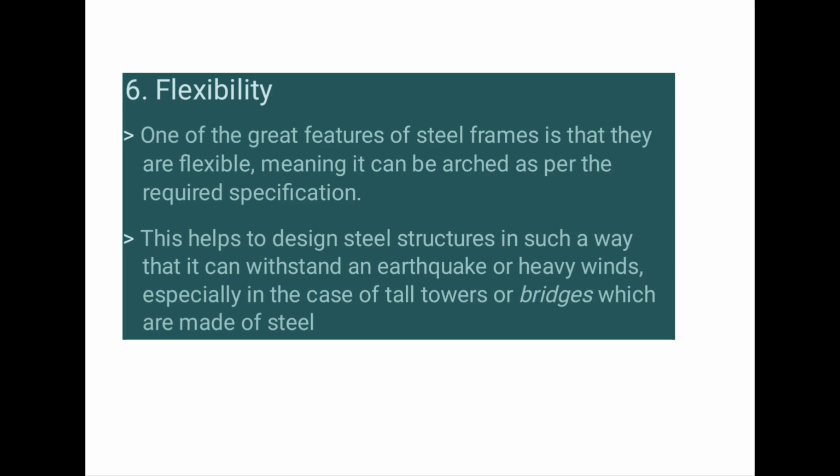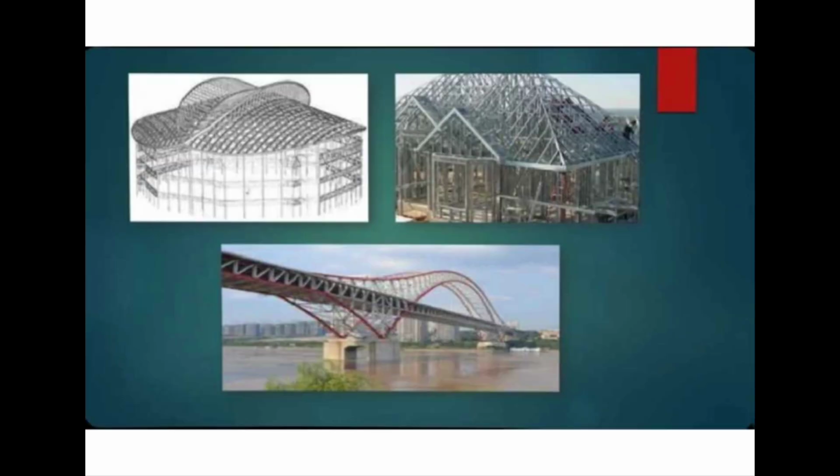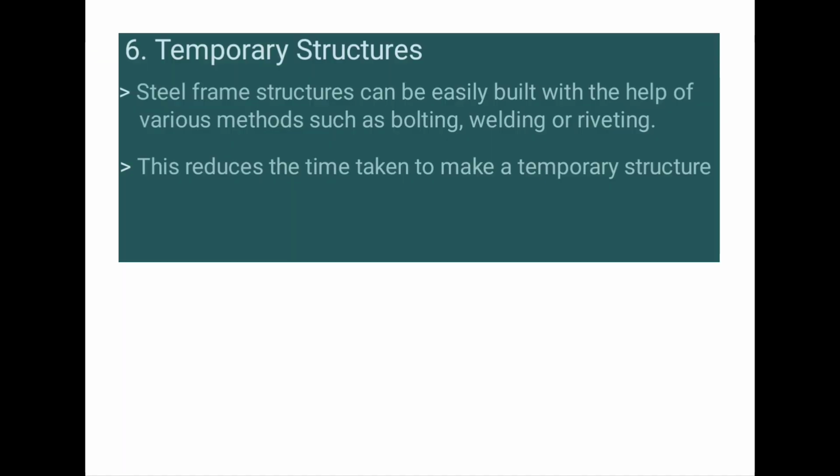Next one is flexibility. One of the great features of steel frames is that they are flexible, meaning they can be bent as per the requirement. Yes, friends, this helps to design steel structures in such a way that they can withstand an earthquake and heavy winds, especially in the case of tall towers or bridges which are made up of steel. You can see these are the advantages of steel.